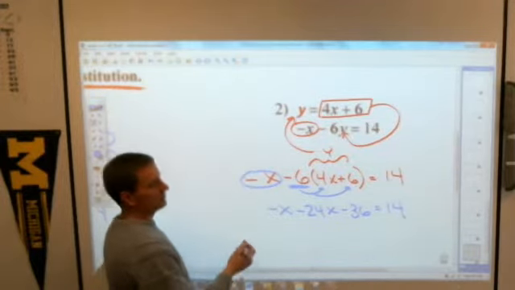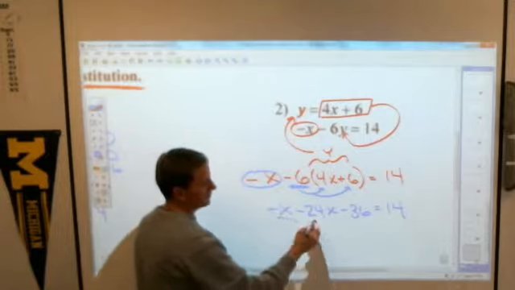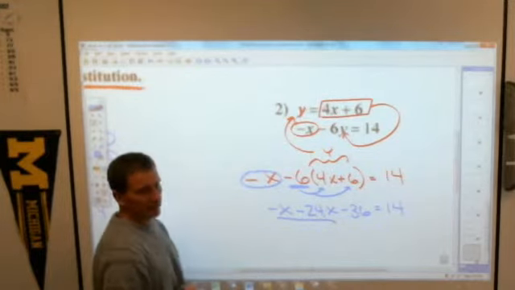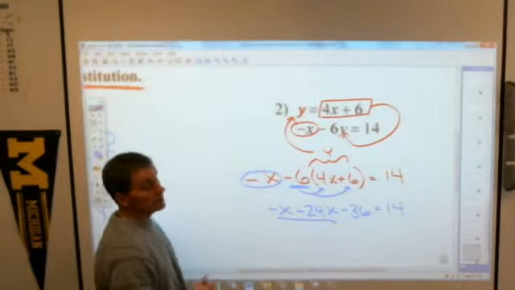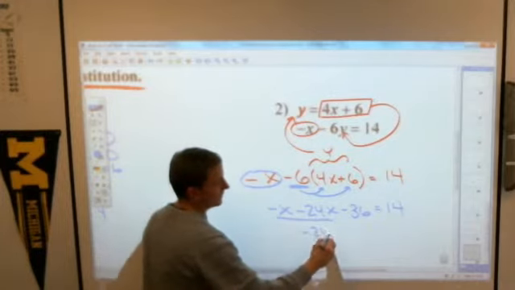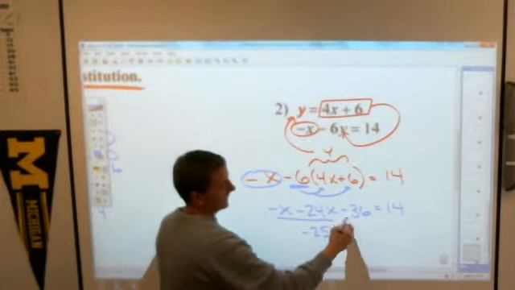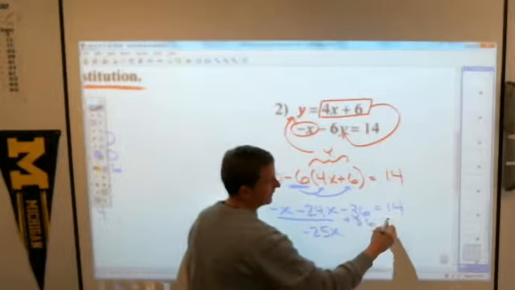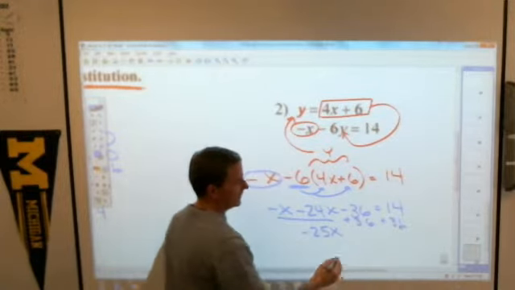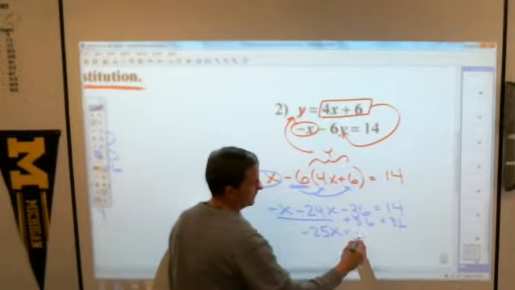So to solve this, what do I have to do? Well, I put these two together. What is a minus x and a minus 24x? Minus 25. Yeah, you have minus 25x's. I need to add 36 to the other side. I add 36 to the other side, and I end up with a 50.